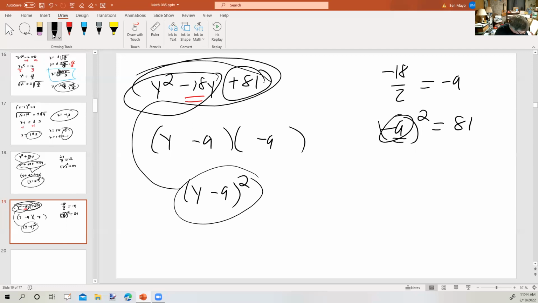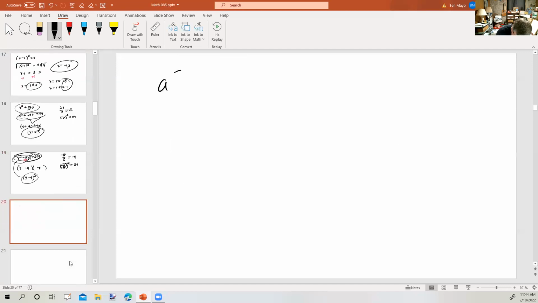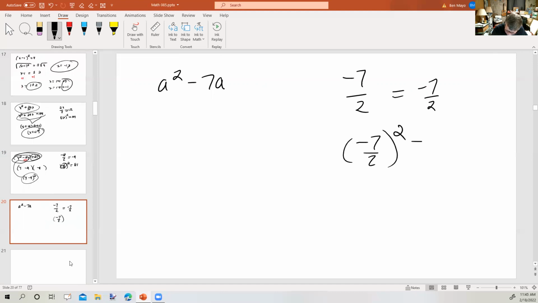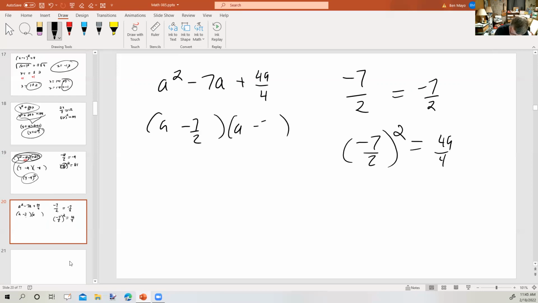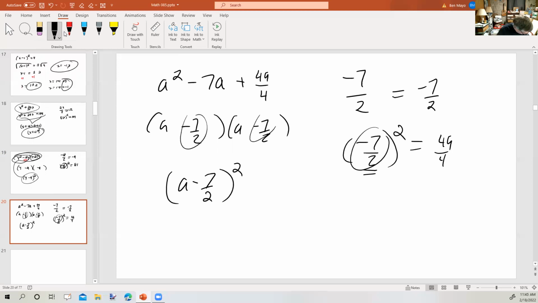Let's take a look at some more of those. A squared minus 7a. So I'm going to take the coefficient of the a, -7, divide it by 2, which is -7/2, square it, which is 49/4, and add that out at the end. I now have a perfect square trinomial, which I can write like that. Any questions about this process? Again, notice that this number inside of here is what goes there and there.